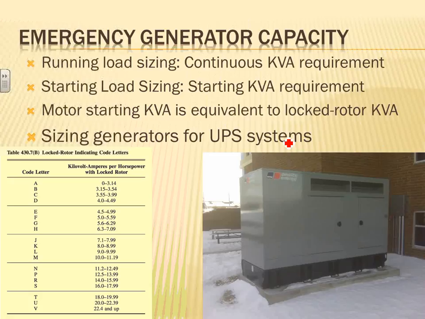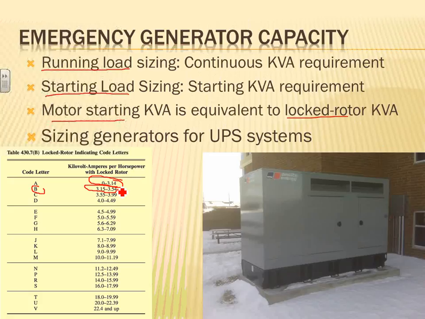Okay, we go back into the emergency generators, guys, or legally required standby generators. When we size them, as you all know, we size them based on two criteria. One is called the running load, and the other one is the starting load. Your starting load for motors is usually the locked rotor current. So that's how you find the equivalent: if it's code B from this table, which is in the NEC code book, you can find the equivalent of the starting capability of your motor.